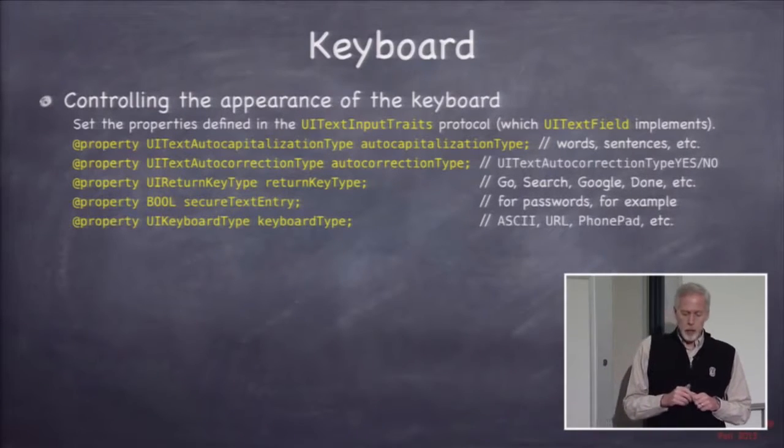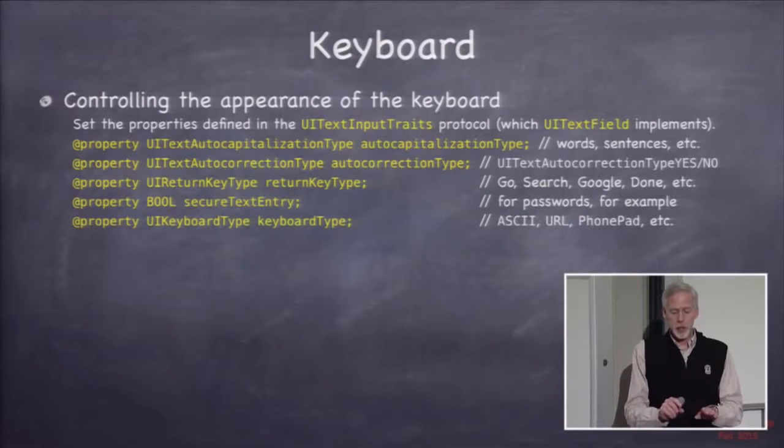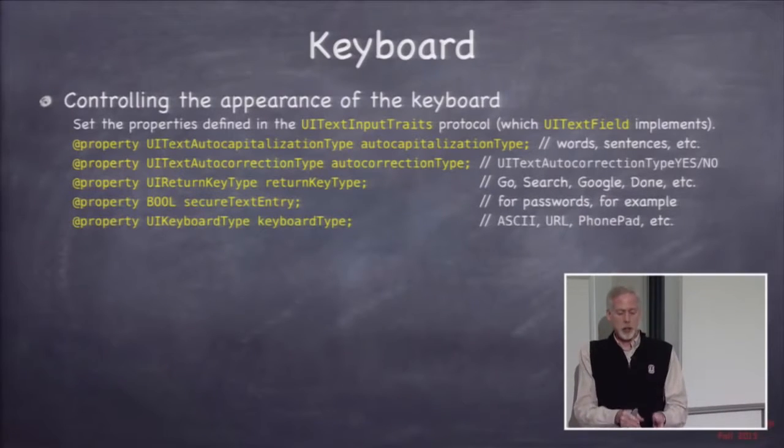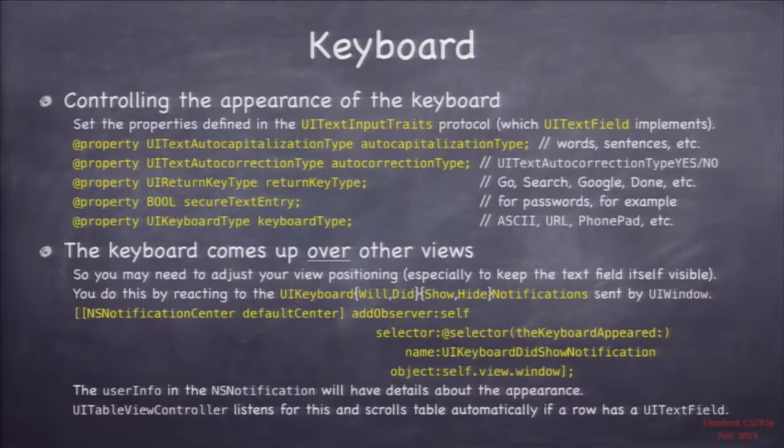The return key, when the keyboard comes up, it has a little return, okay, and that can have a word on it like search or go, okay, or return. And you can control that with the return key type. So these are all things that you set, properties you set in your UI text field, but you're really controlling the keyboard. One thing about the keyboard, it comes up on top of other views. Okay, it covers them. Comes up from the bottom, covers them.